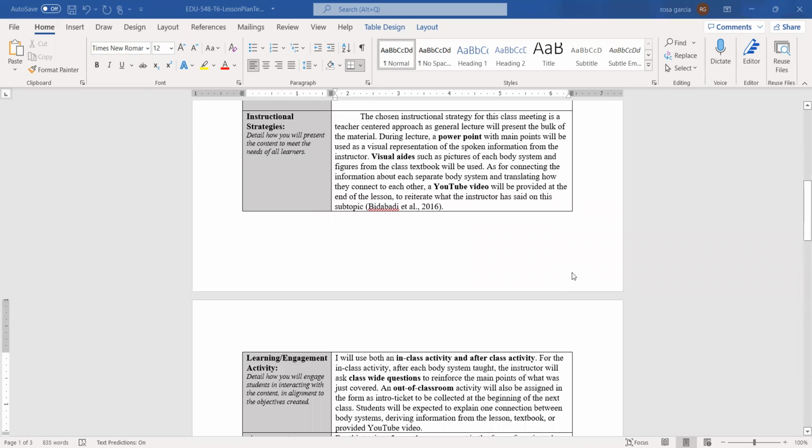For my instructional strategies, because this topic has a bulk of information and there is not a lot of room for anything other than straight teacher focus, a teacher-centered approach. So this will be the instructor speaking for the majority of the class, using a PowerPoint, using visual aids such as pictures and figures and graphs from the textbook.